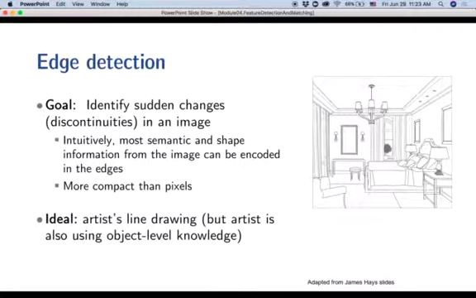Okay, intuitively, most semantic and shape information in the image can be encoded from edges. If you look at this image, I mean, this is a drawing, it's not really an image from a camera. But if you look at this image, you do not have any texture information, you do not have any color, you do not have any other form of variation between the pixels. In fact, you don't even have any gray levels. This is really a black and white image. There are only two colors in it.